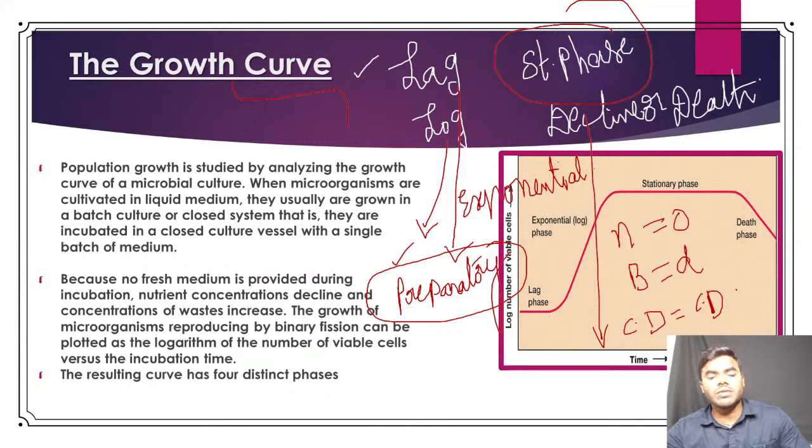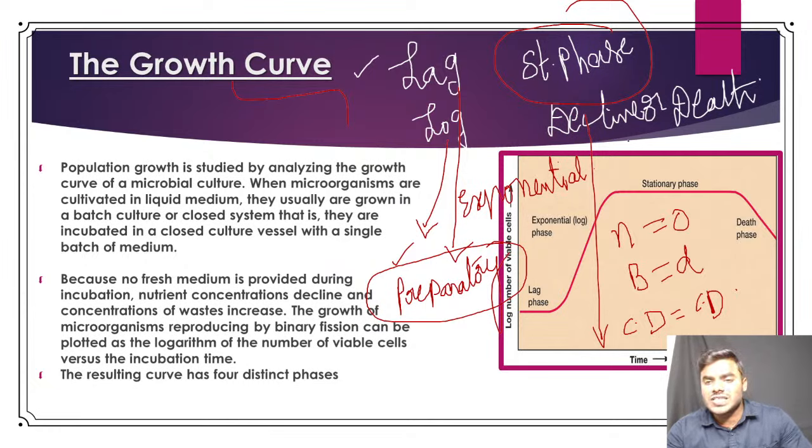You have to remember, friends, in the stationary phase, there is always an equilibrium between the cell death and cell division. So you cannot say that in the stationary phase the cell is dividing more, and you cannot say that in the stationary phase cell death is more. You should always say that there is a balance. There is an equilibrium between the cell division and cell death. Never forget that particular point.